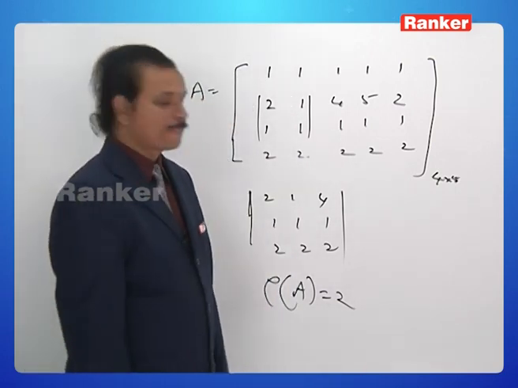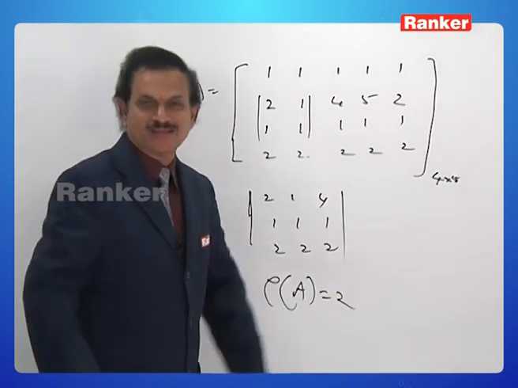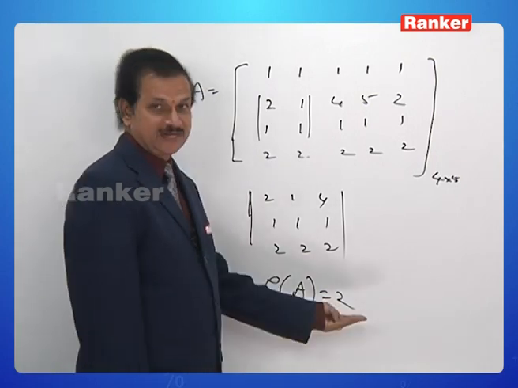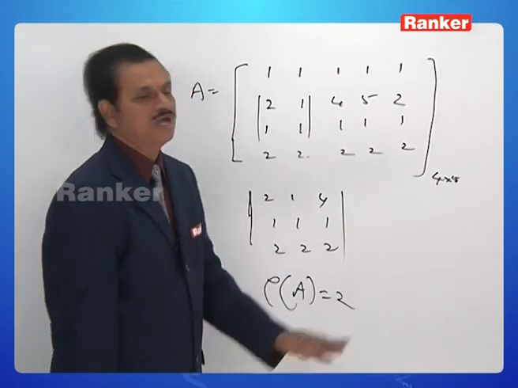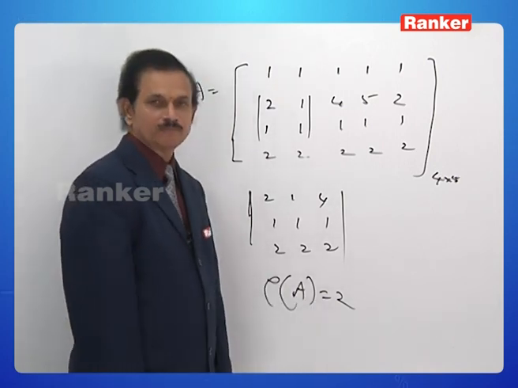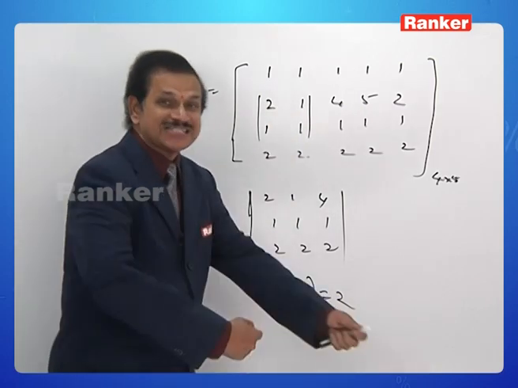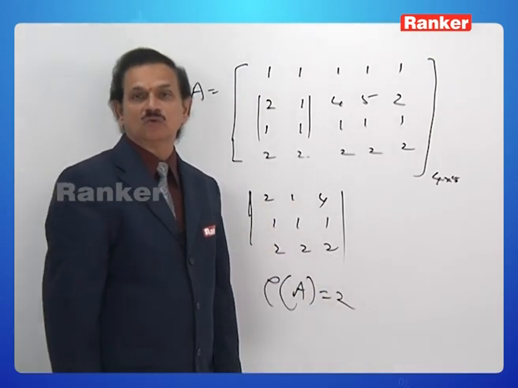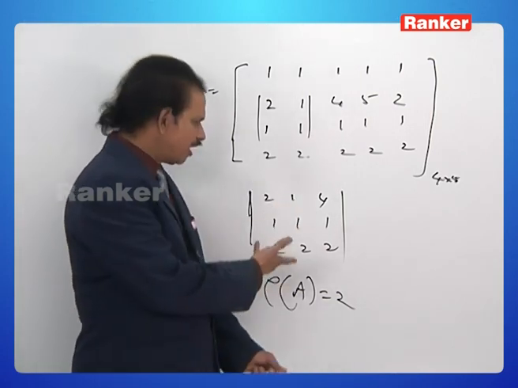Come on, friend. 2 is the largest possible order of a non-zero minor. If you want to have a non-zero minor, you can have second order only. Every third order minor is 0. Every fourth order minor is also 0. Therefore, rank of A is 2, because there is a 2 by 2 minor which is non-zero. So, we have succeeded in this search. You are searching for a non-zero minor of order 2. We have got it.